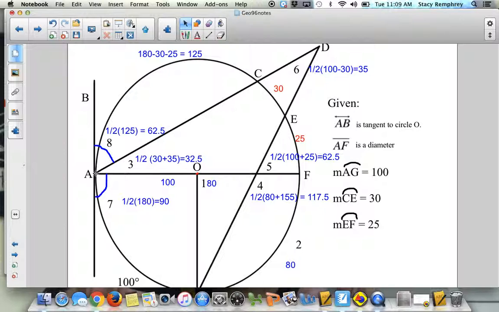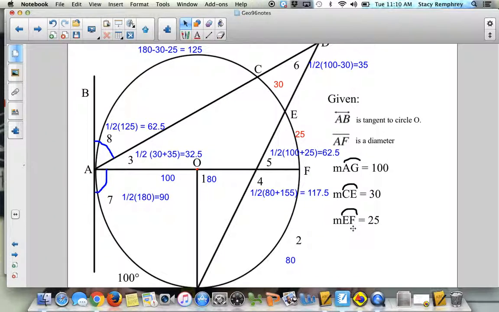Angle 8 is also made of a tangent and a secant. The arc intercepted goes from A to C. That's a 125-degree arc. It's half of that, which is 62.5.